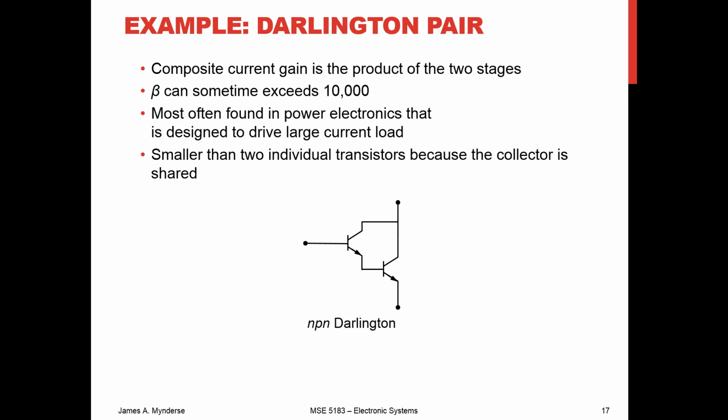But notice that the base to emitter voltage, the VBE, is doubled as well. And because you've got this high amplification factor, because you've got a lot of current going here, you're going to need a heatsink. Sorry, you can't read my writing there. That says heatsink. You're going to need a heatsink.